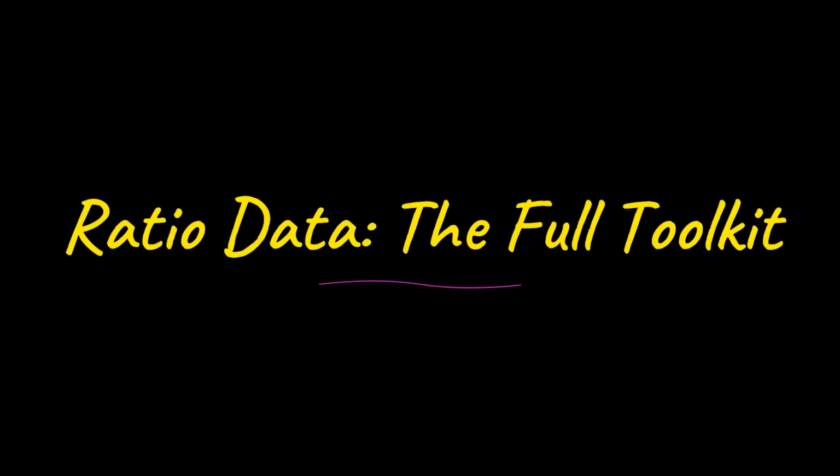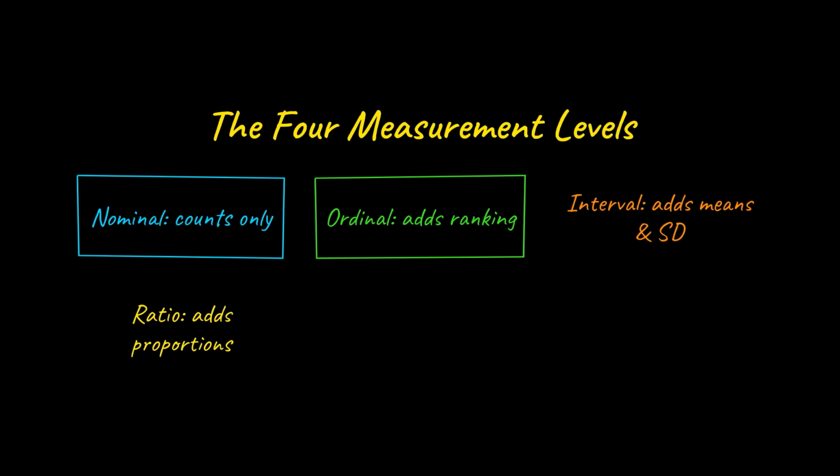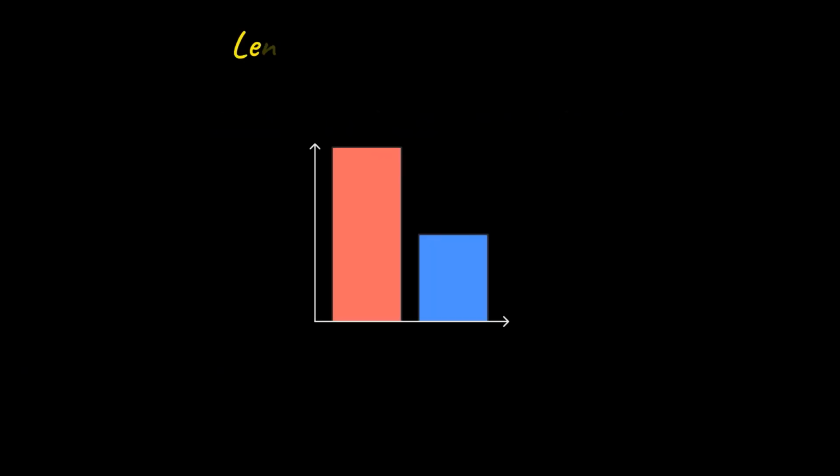Ratio data sits at the top of the measurement hierarchy, and that position gives analysts the widest possible set of tools. Understanding why ratio is so powerful starts with seeing what each level of measurement actually adds. There are 4 levels in the measurement hierarchy. Nominal supports only counts. Ordinal adds rank-based comparison. Interval adds means and standard deviations. Ratio adds proportional statements, like percentage change and doubling, making every prior tool available plus new ones.